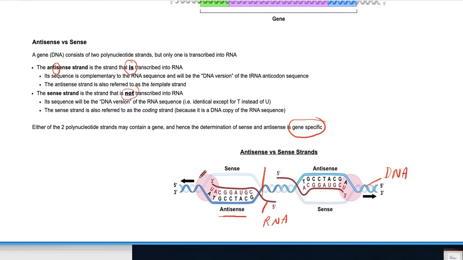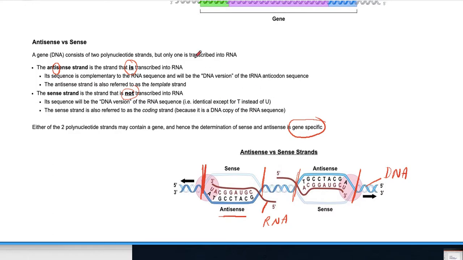So let's say that this is one particular gene here, and in this one particular gene, you're using the bottom parental strand. There's no top or bottom, but let's call it the bottom strand here. You're using this bottom parental strand. This is the antisense strand. And let's say that if you later move on to a different gene, you can then use the different parental strand, and you can use this top strand, and then now this top strand becomes the antisense strand. So that's what it means by transcription being gene specific within the two polynucleotide strands of DNA.